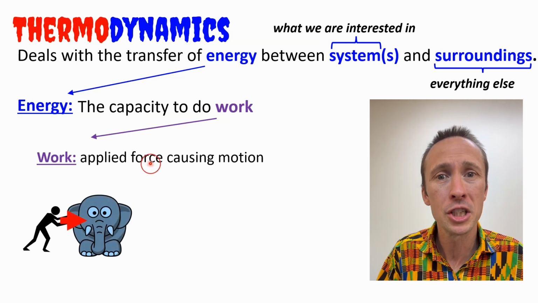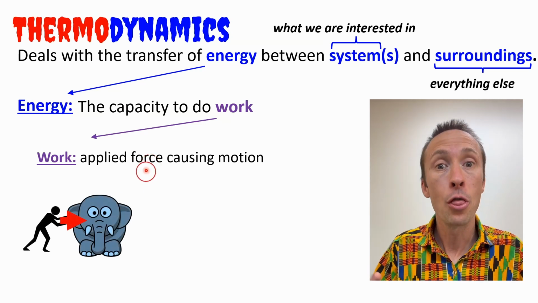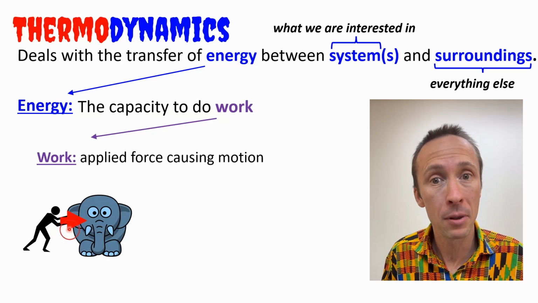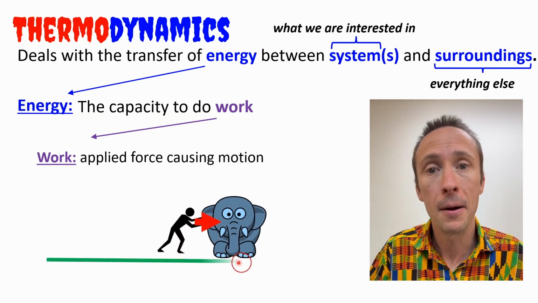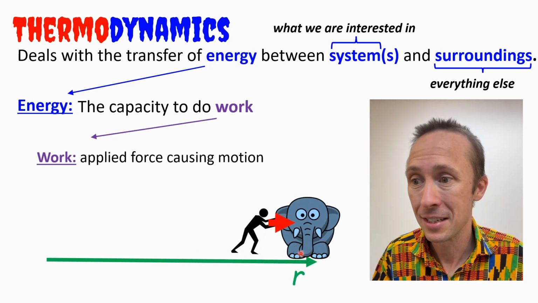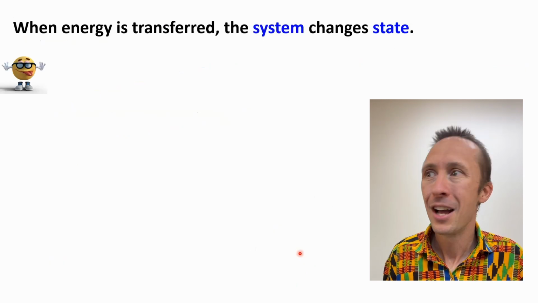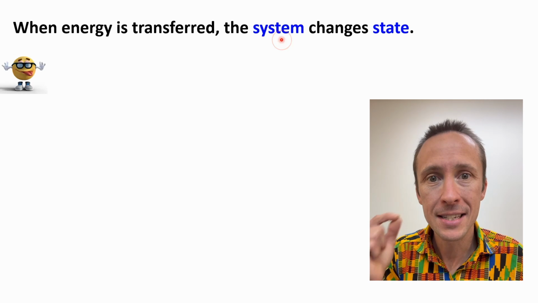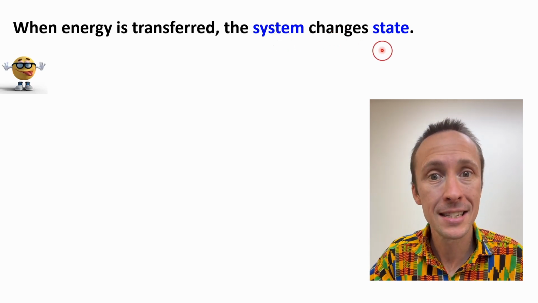So if we were to push an elephant, then the work done on this elephant is the force that we apply, the applied force, across some distance, if it's a straight line, or displacement, if we're able to push it. That's the work. Okay, so when energy is transferred, the system changes state.